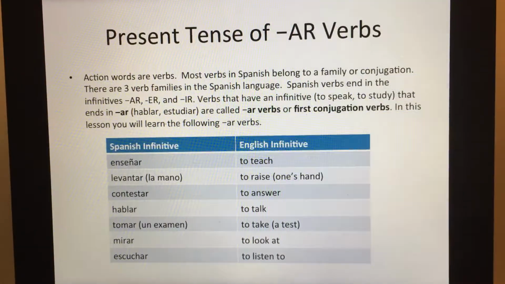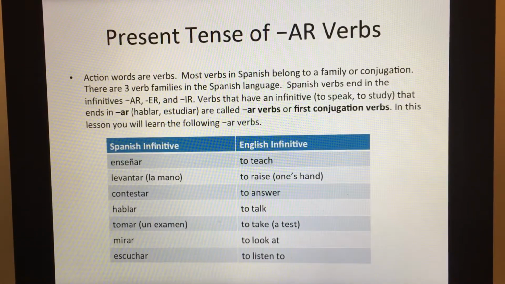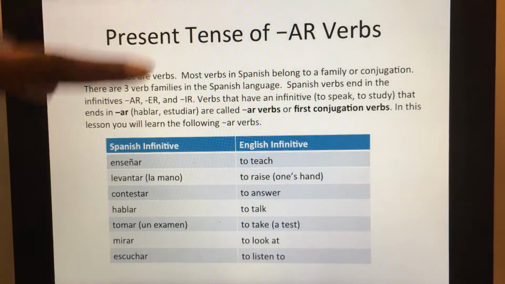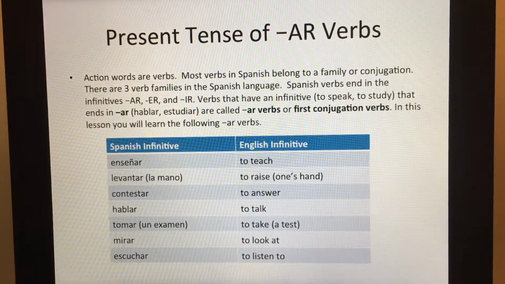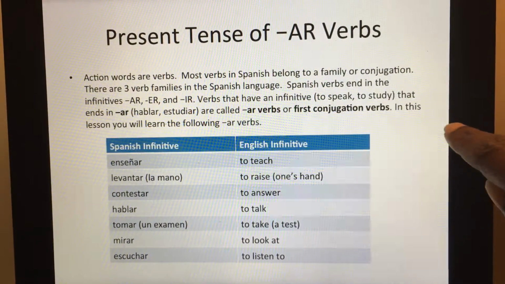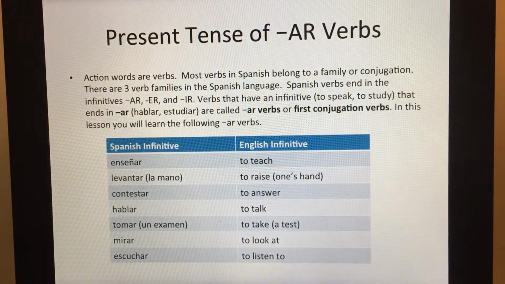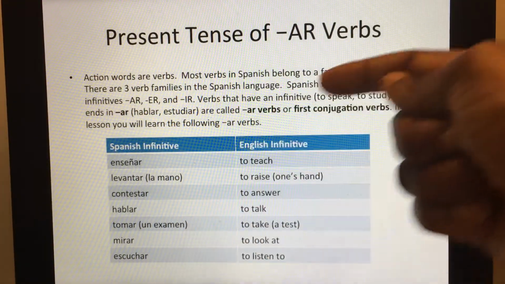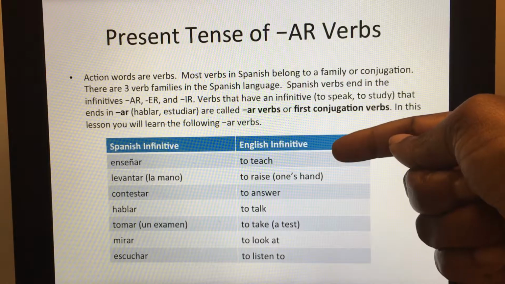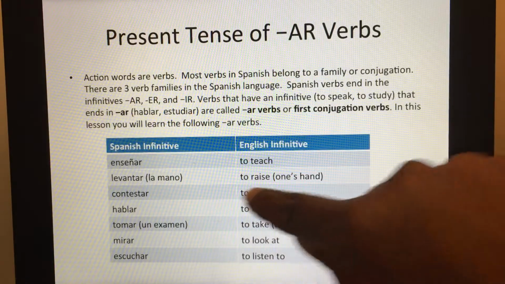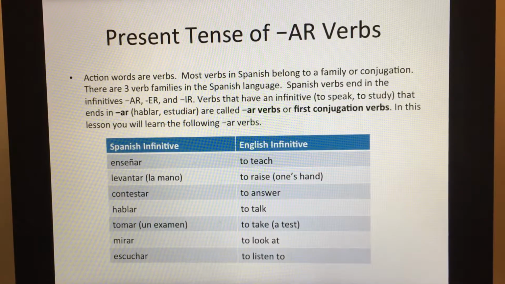Verbs that have an infinitive, to speak, to study, that ends in AR, here are the translations for it. To speak, hablar. To study, estudiar, are called AR verbs or first conjugation verbs. In this lesson, you will learn the following AR verbs. So these are the AR verbs in Spanish. And here's a translation of the verbs in English. Both of these are called infinitives. Infinitives are verbs that are not conjugated.